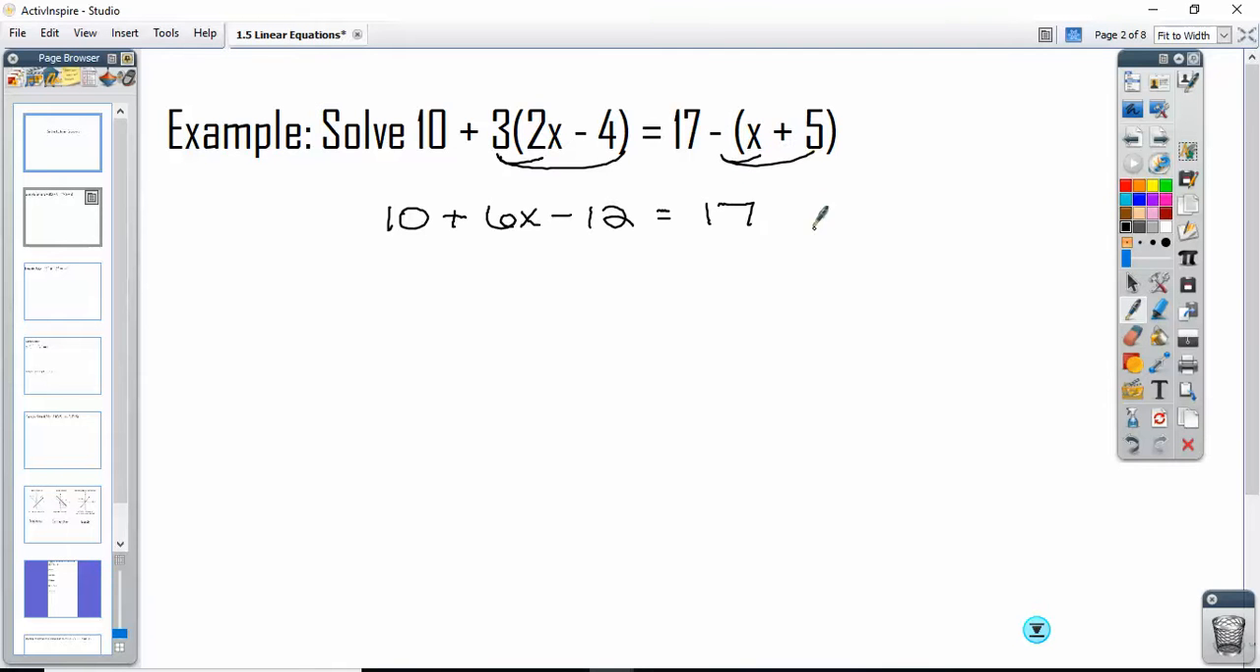Negative 1. So plus negative x plus negative 5, or you could say minus x minus 5, either way. If I just combine like terms on each side, over here 10 minus 12 would be a negative 2. 17 and negative 5 gives me a 12.